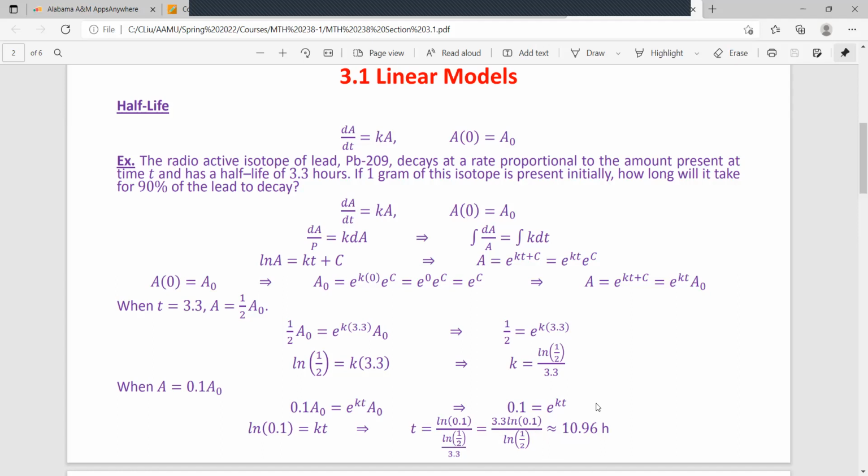Does that make sense? Any questions for this example?